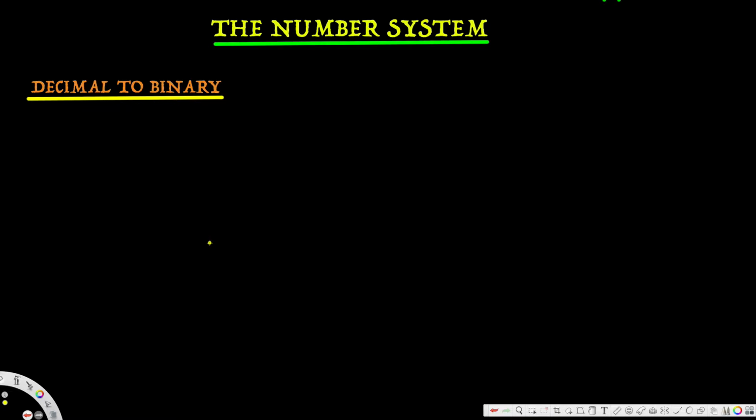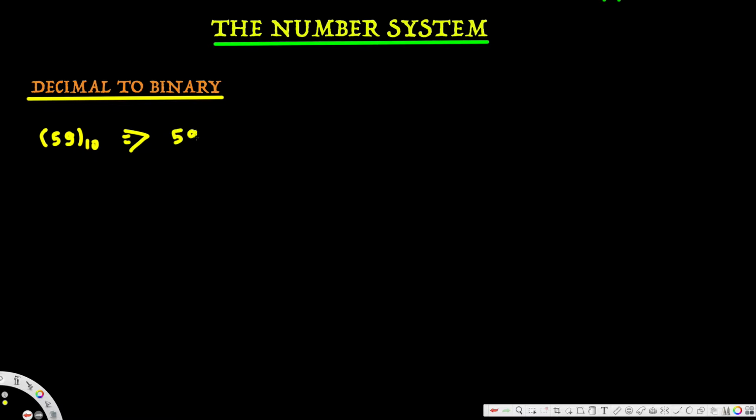In this video we are going to talk about decimal to binary conversion. Let's look at a number. Let's say we have 59 and the base is 10, and if you want to convert this one into binary, what we have to do is divide this one by 2 until we get 0. So let's go ahead and do that.